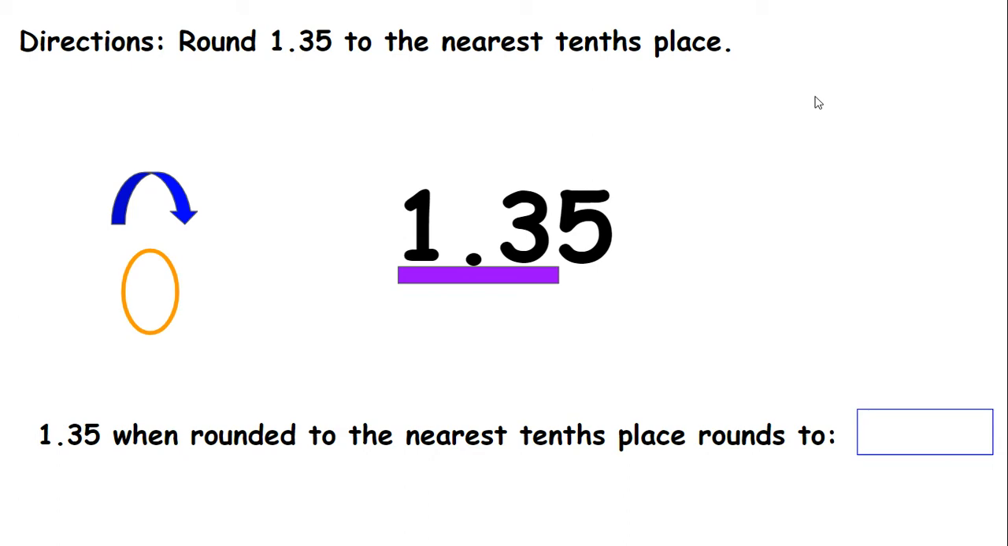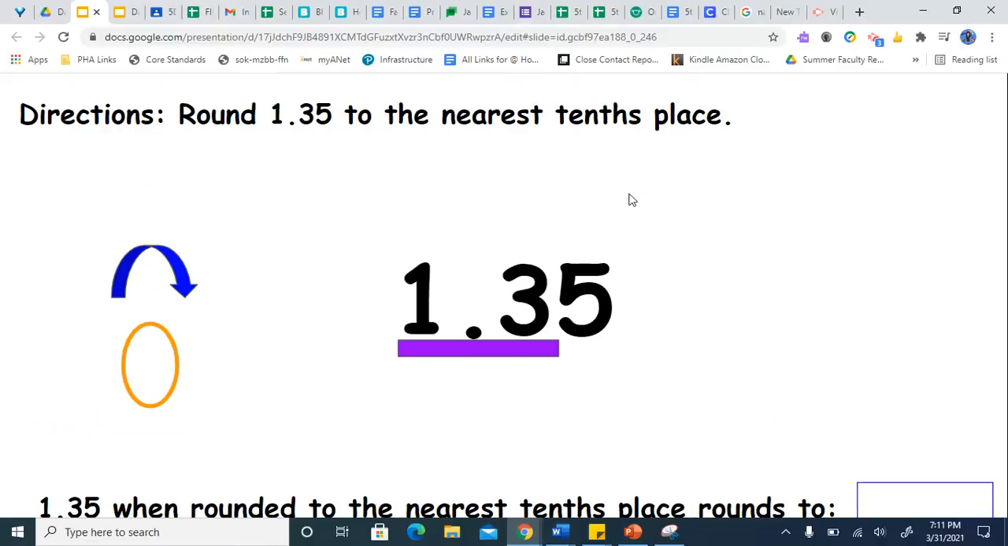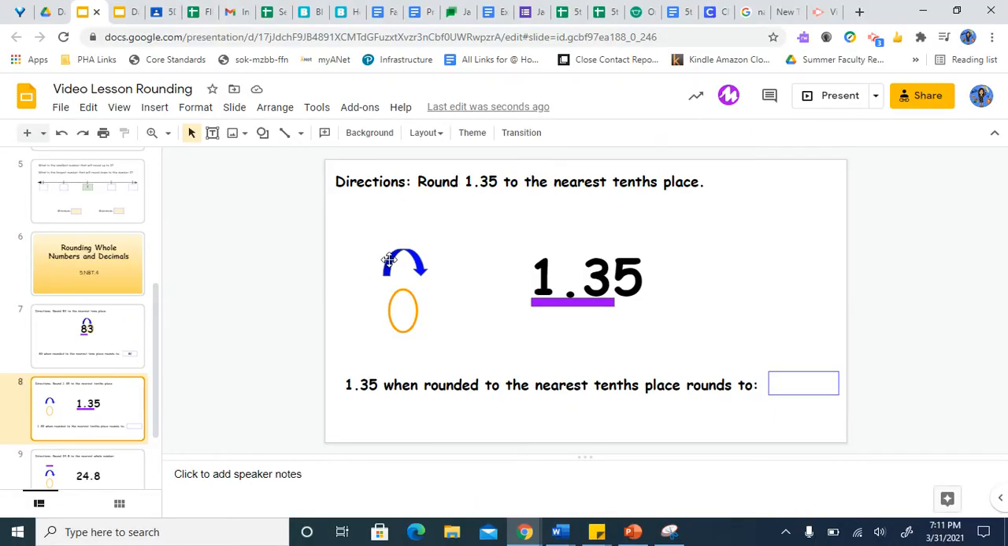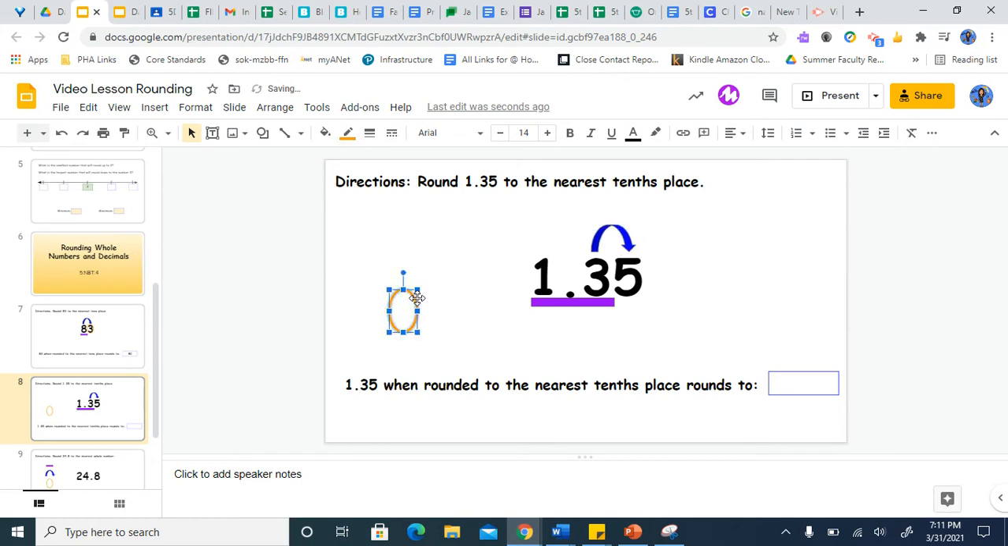So I'm going to look to the digit to the right of the tenths place, which would be the 5 in the hundredths place. I'm going to use the arrow so I know which direction I'm looking at. I can see that we're going to be looking at the 5 in the hundredths place. I'll circle the 5 in the hundredths place.